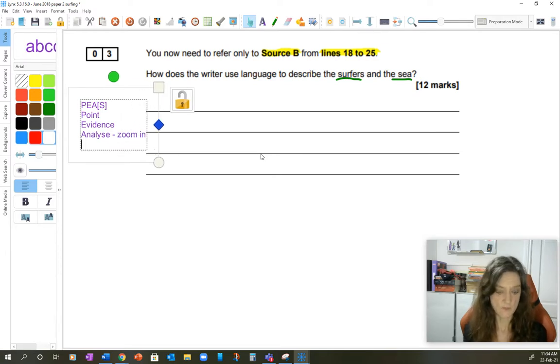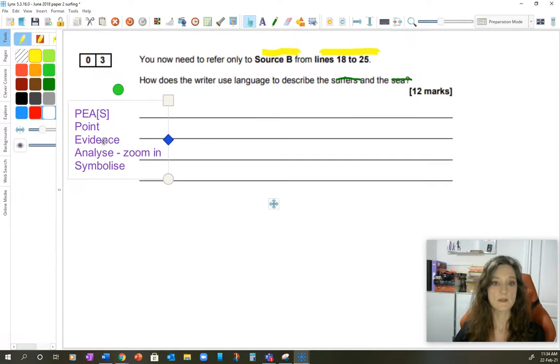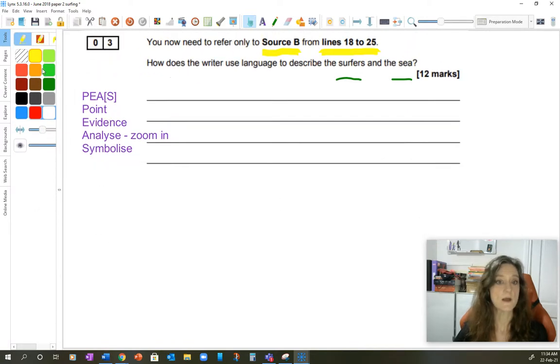And just to remind you not to be really basic with this, S for symbolize. So what does it symbolize? Symbolize. Let's put an M in there so it actually makes sense. Symbolize. Okay, that's the technique that I'm going to be using for question 3 just there.